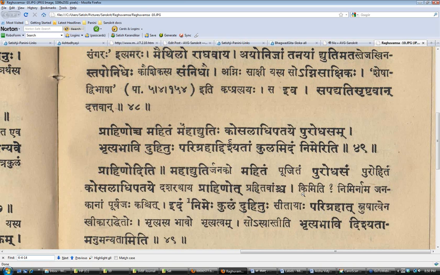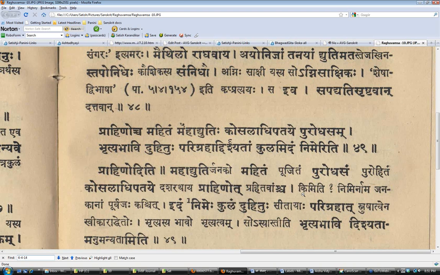Padachhedaha: Prahinot cha mahitam mahajyutihi kosaladhipataye, which means Dasharathaya, purodhasam, vrityabhavi, duhituhu, parigrahat, dishyatam, kulam, idam, nimeh, iti. So commentary quickly, we'll do next time.